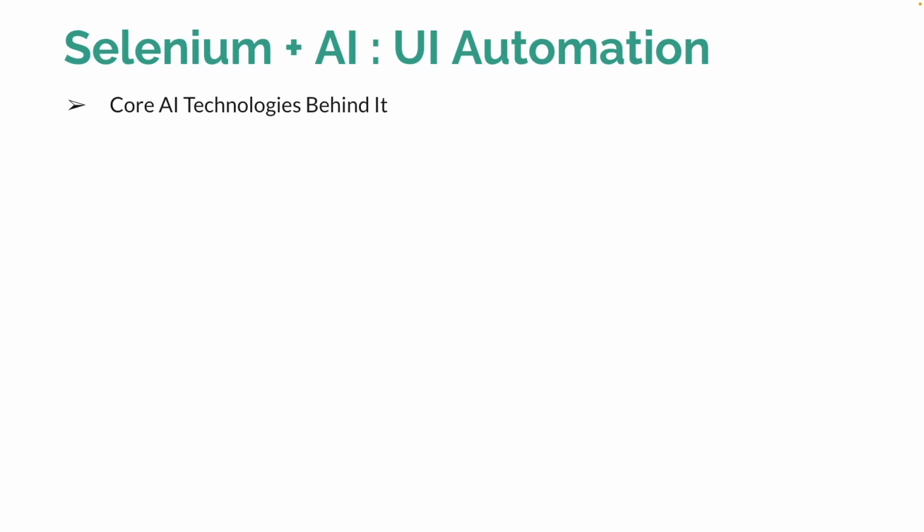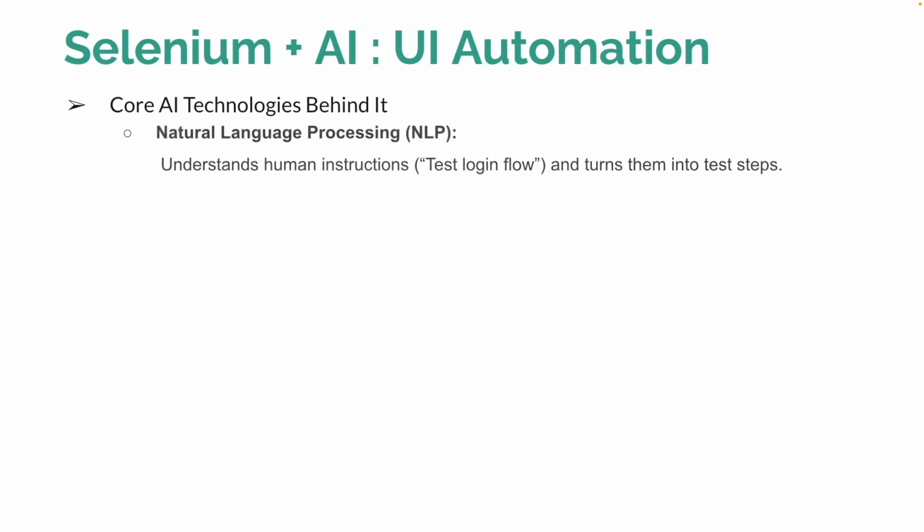Now, if you want to go deep into what are the core technologies behind it, what are the core AI technologies which you are going to use, then the very first will be the NLP, which is called natural language processing, which will understand the human interaction, right? The test login flow and turn it into test steps. So what you need to do, you need to write plain English. You can submit plain English to your AI agent and the AI agent will give you the outcome. Correct. Shortly, we will learn about prompt engineering, where I will explain what it means and how it will process.